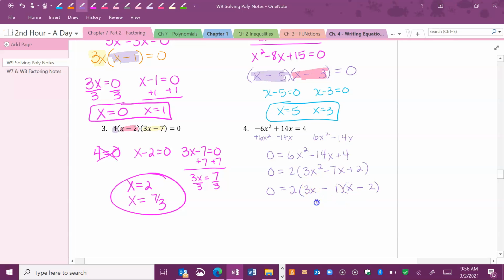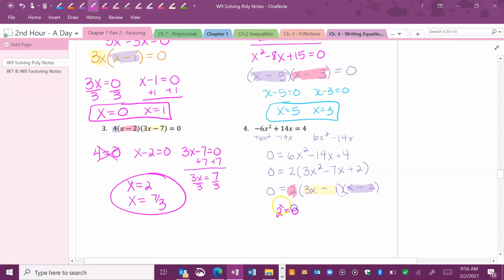3x times x is 3x squared. 3x times negative 2 is negative 6x. Negative 1 times x is negative 1x, and then I have plus 2. Which when I combine those give me that, so I am good to go. So I am now going to just set each term equal to 0. I have a 2, I have the 3x minus 1, and I have the x minus 2.